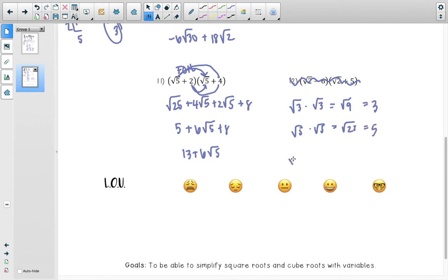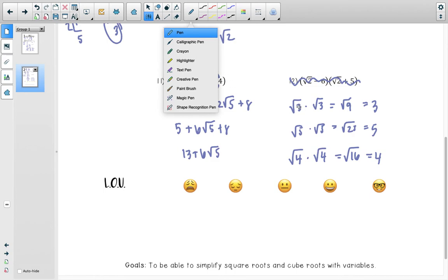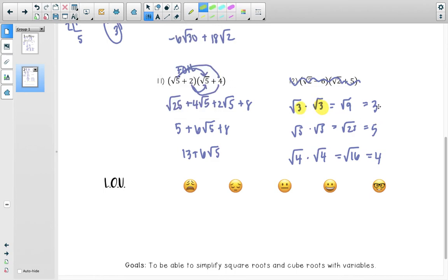So I'll just give you one more hint of what I'm going towards. If I did the square root of 4 times the square root of 4, that's the square root of 16, which is 4. And what I'm hoping you notice is that if these numbers are the same, the square roots just kind of cancel out and you get what's on the inside. So square root of 5 times the square root of 5 is just 5. Square root of 4 times the square root of 4 is just 4. If I had the square root of 2 times the square root of 2, it's just 2.